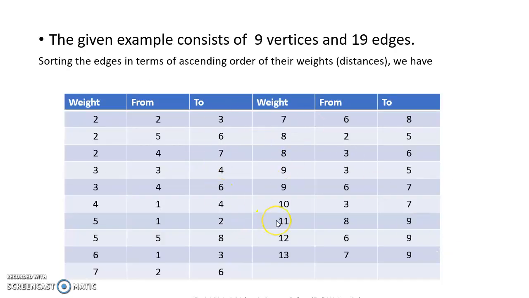So this is the arrangement of the weights of the given example. The minimum weight is occurring in the connections 2 to 3 and 5 to 6 and 4 to 7. Similarly, the other weights are given over here and the connections are in this form, from to.